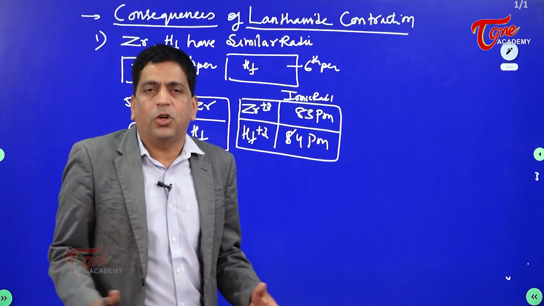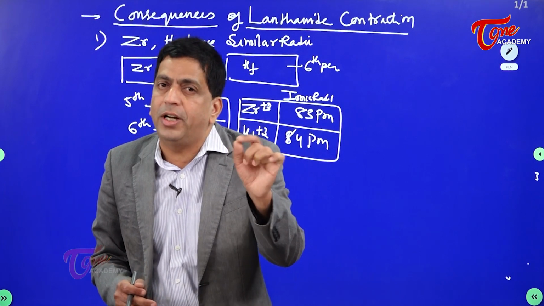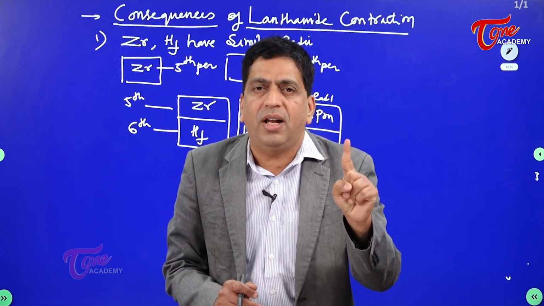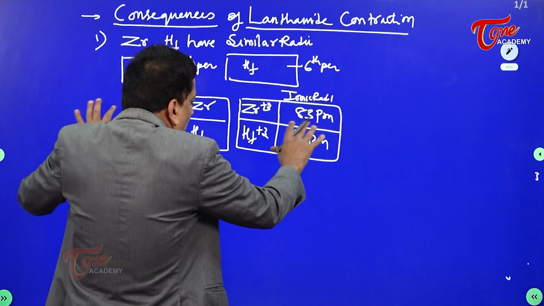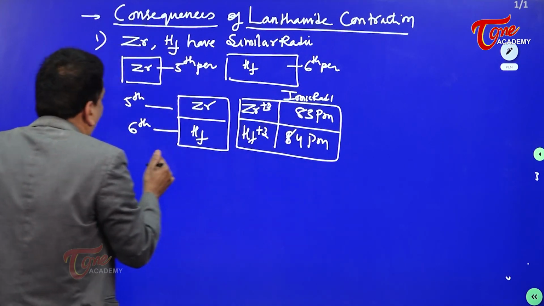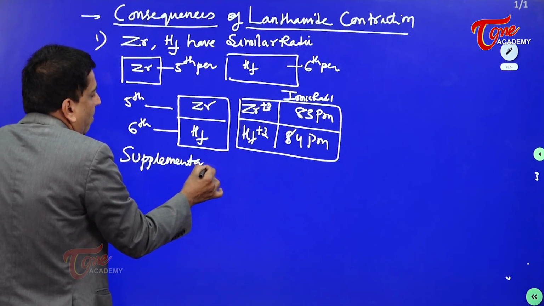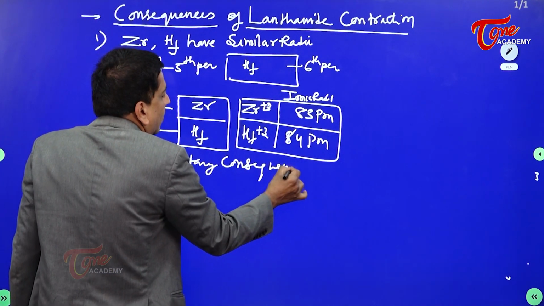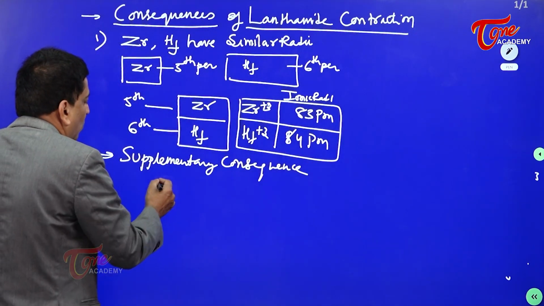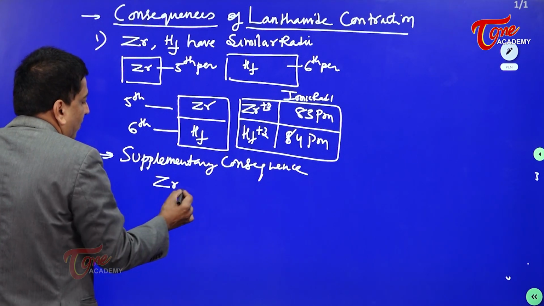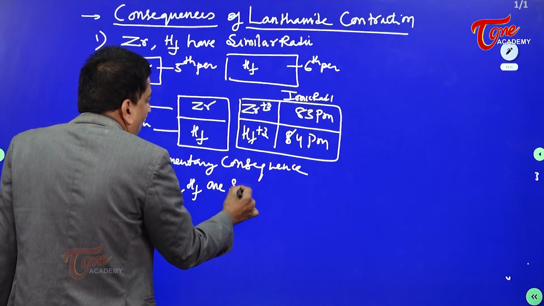You have zirconium and hafnium having similar radii because of lanthanoid contraction, which I was explaining to you in detail. So people who are writing the advanced level JEE exam, listen to me carefully. So you have similar radii. And the supplementary consequence of zirconium and hafnium having similar radii, I can simply say zirconium and hafnium are seen together.